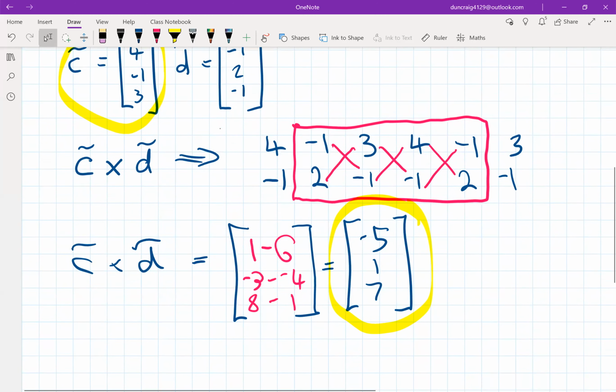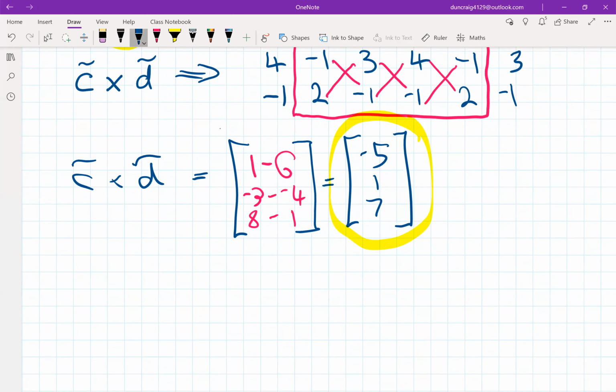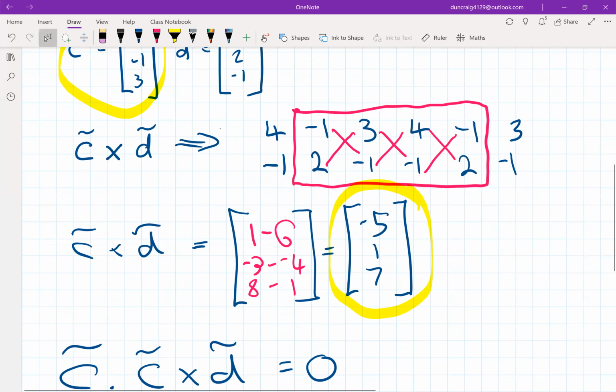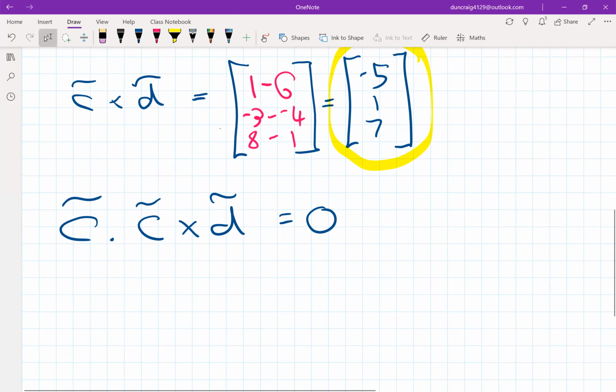So let's do that. Now, get my pen again. If I do the dot product of C with the cross product of C and D, that should equal 0. So let's do it. We've got 4, -1, 3.